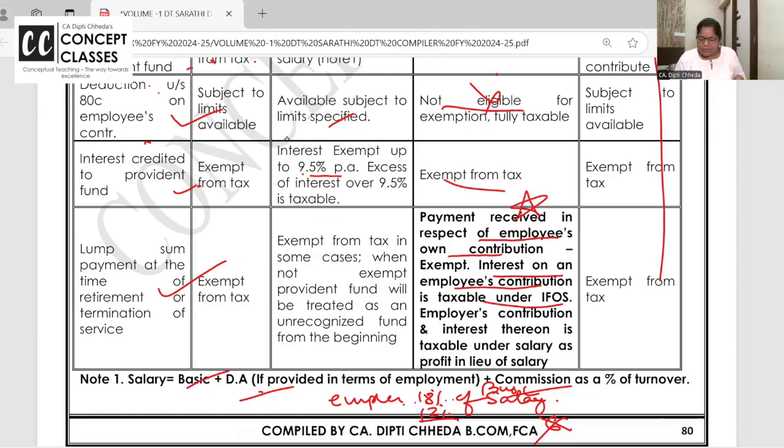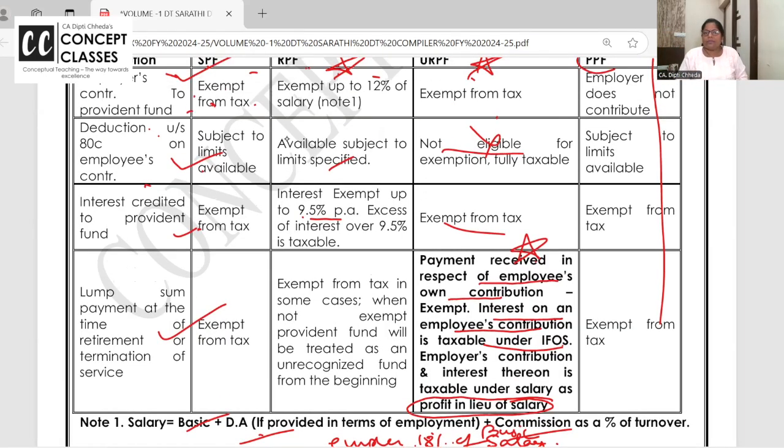Are you all with me? Employee's own contribution 1 lakh, so I have put and I have got back. Exempt. Interest on that is taxable under other sources. And my employer has also contributed 1 lakh and interest on there is 10,000. That will be taxable under salary as profit in lieu of salary. Everything received lump sum. Unrecognized provident fund.